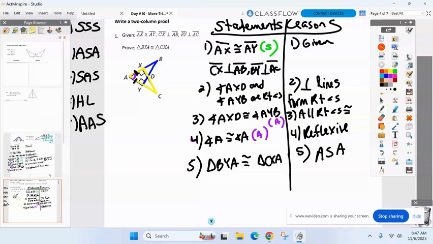Get your Chromebooks out, please. Get your Chromebooks out. I want the answer key opened up for this homework, so once you do a proof, you can check it to see if you have the same steps I do.